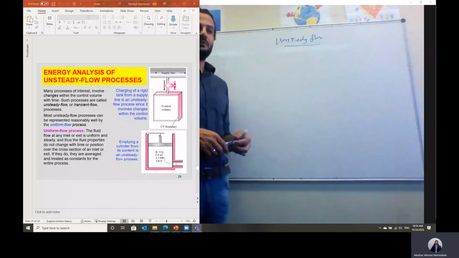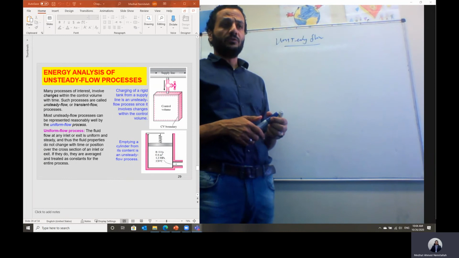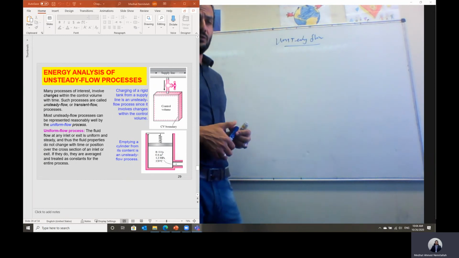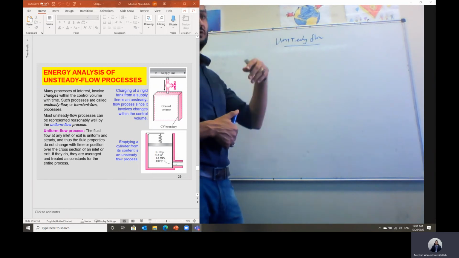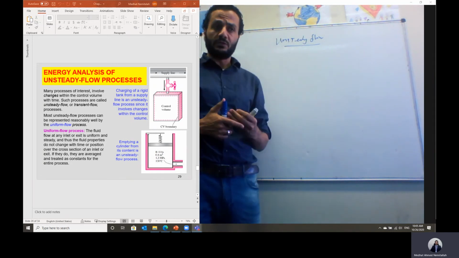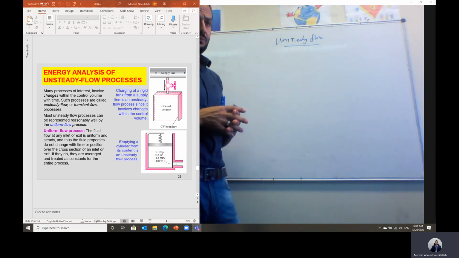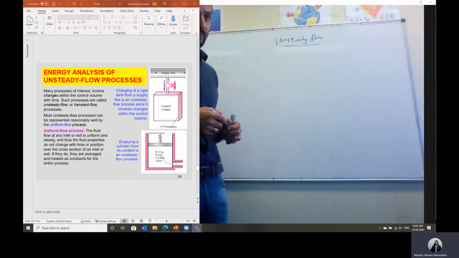Inshallah, today we will be talking about the case of unsteady flow. Last time we ended up with the steady flow devices. We have developed the equation for a general steady flow, either for single stream or multiple streams. And we have applied this first law equation, in addition to the mass equation, to some steady flow devices, including turbine, compressor, nozzle, diffuser, and so on. We have applied this to many steady flow devices, and most of the engineering systems are steady flow devices.